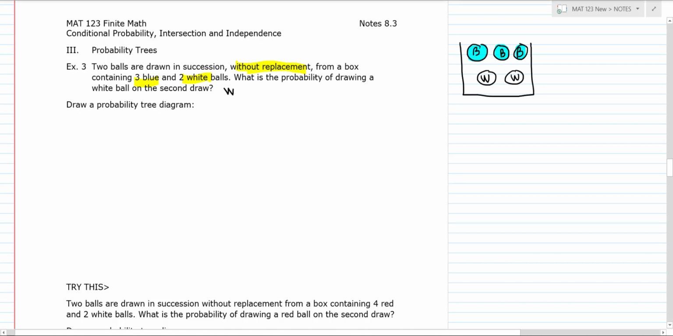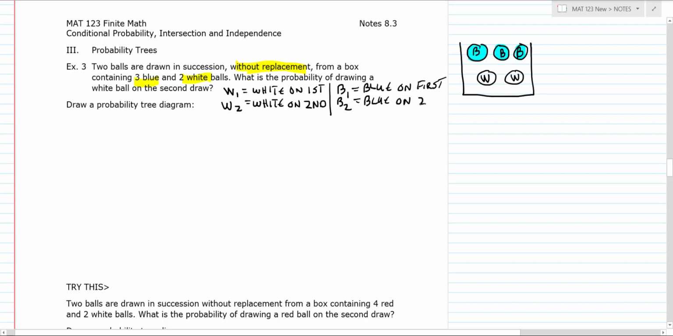Since we're looking for the probability of a white on the second draw, I'm going to write this like this. W1 is going to be white on the first draw. W2 is going to be white on the second draw. And then B1 will be blue on the first draw. And B2 will be blue on the second draw. Okay, so that's what we have to begin with.